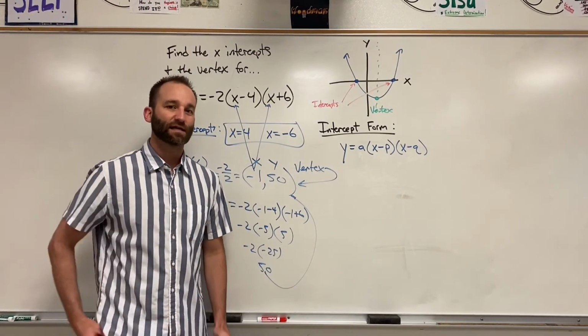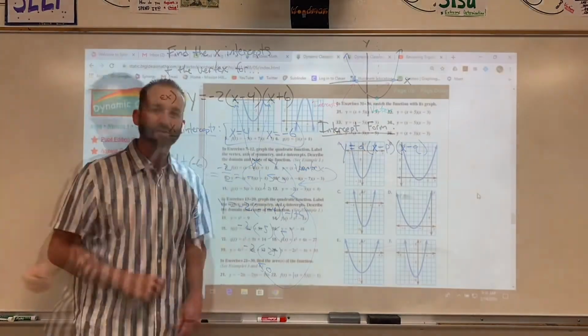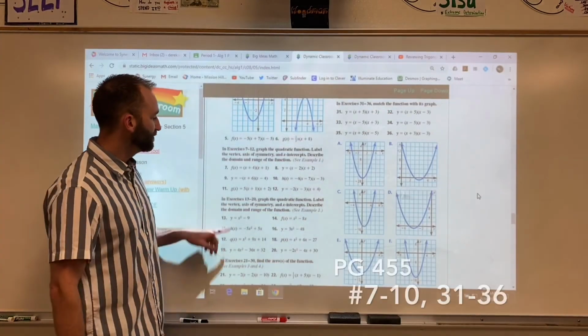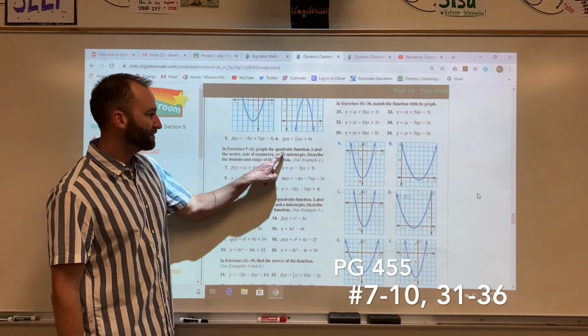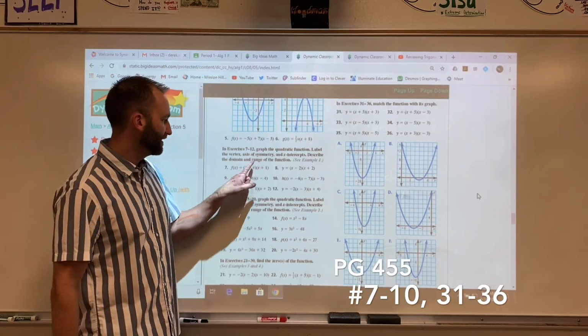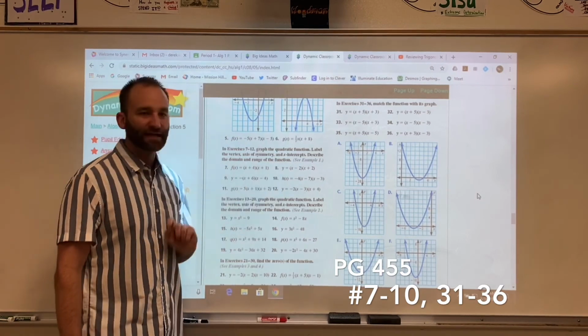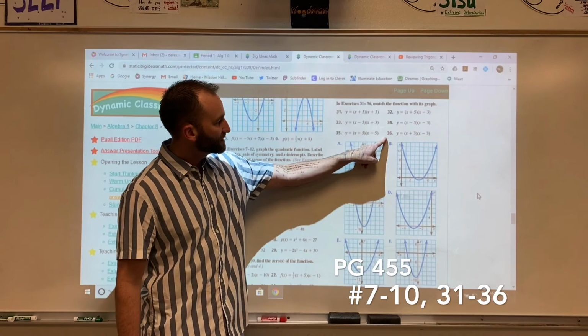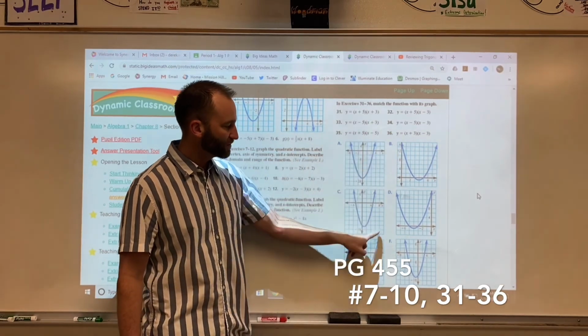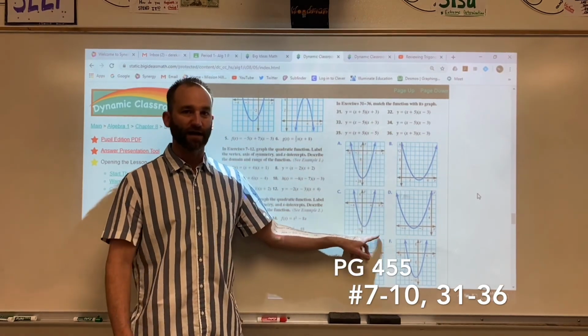Let's check out the assignment for today. So here's our last assignment for the week. We're going to do problems 7 through 10. It says graph the quadratic function. You don't need to graph it. Simply find the vertex and the x-intercepts for those 4 problems. And then for 31 through 36, we're looking at these equations and we're trying to match them up with the correct graph. That's not too hard.